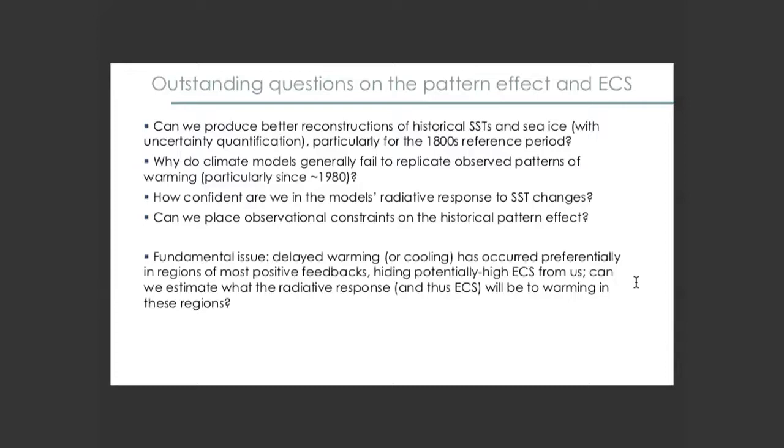So the places that give us high ECS in models are the regions we have yet to observe warming in. So the fundamental question is, can we say something about what those feedbacks will do once those regions warm? That's the only way we'll be able to really constrain whether we have high ECS or not in the future. So that's the fundamental problem I see.